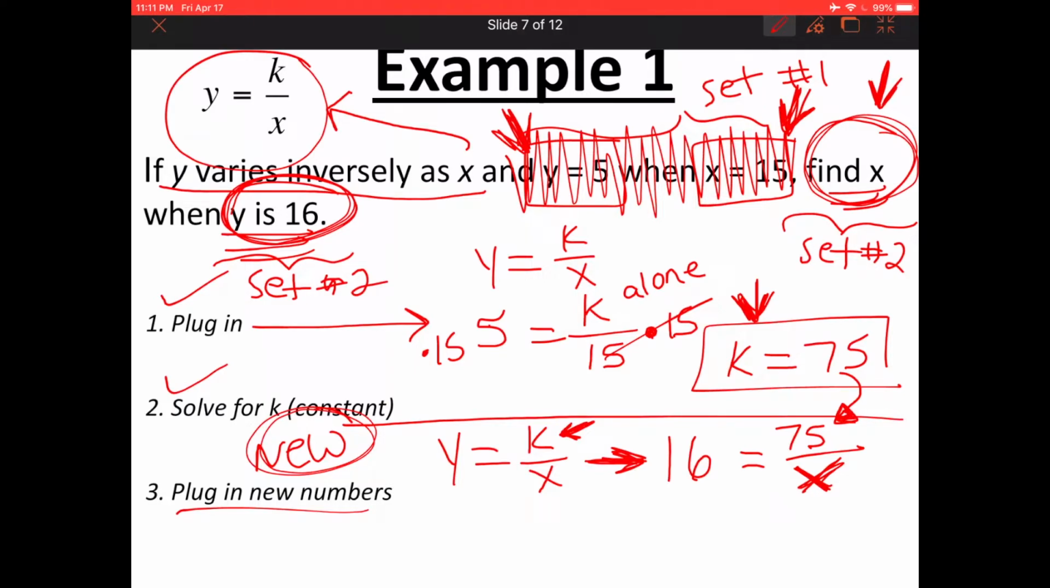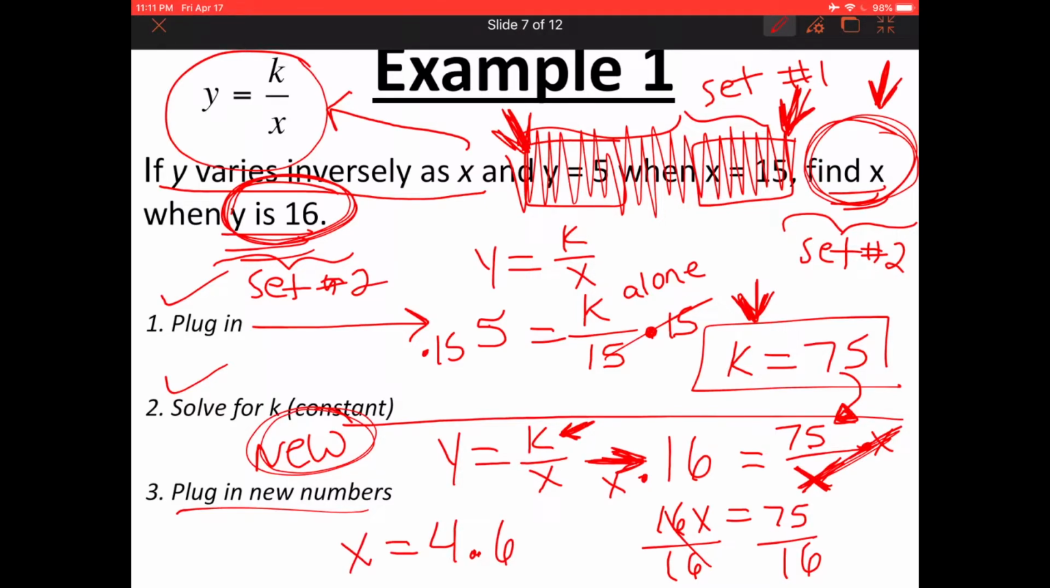Now we just solve for x. To get rid of the fraction, always multiply by the denominator. So multiply both sides by x. On the right, they cross out. So I have 16x equals 75. Now to get x alone, I'm going to divide both sides by 16. And so my final answer is x equals 4.69. So this, x equals 4.69, would be your answer to the question. There are several steps along the way, but your final answer, find x when y is 16, you would tell me x equals 4.69.